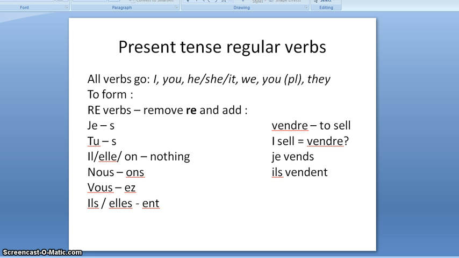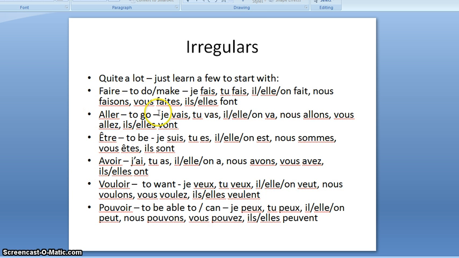But there are some irregulars, and you just learn them as you go through. There's quite a few, but these are some ones that might be really useful to start with. So faire, which is to do or to make, you go je fais, tu fais, il, elle, on fait, nous faisons, vous faites, ils, elles font. Okay, remember in the same order: I, you, he, she, it, we, you, and they. Aller, to go: je vais, tu vas, il, elle, on va, nous allons, vous allez, ils ou elles vont. Okay. Être, to be: je suis, tu es, il, elle, on est, nous sommes, vous êtes, ils sont.